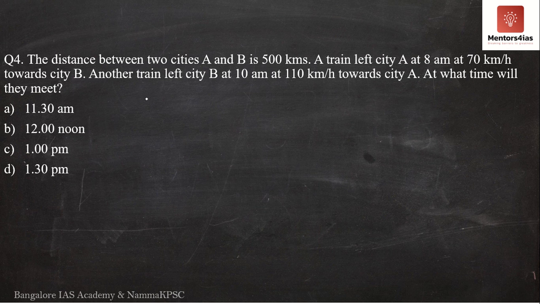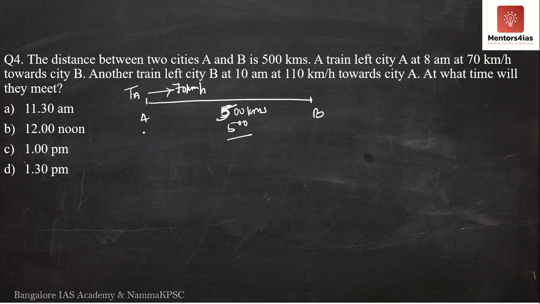Okay, so the question is saying we have two cities A and B, and the distance between the two cities is 500 kilometers. Now, train A left from city A towards city B at 70 kilometers per hour. At what time? 8 a.m. Another train left city B at 10 a.m. from city B towards city A at what speed? 110 kilometers per hour. At what time? 10 a.m. At what time will they meet?